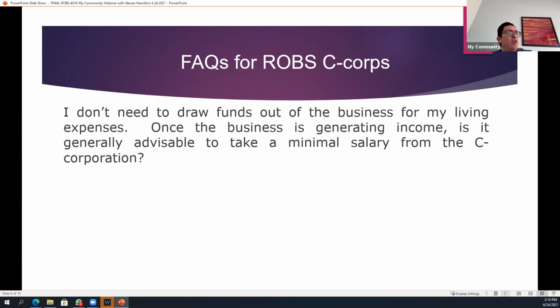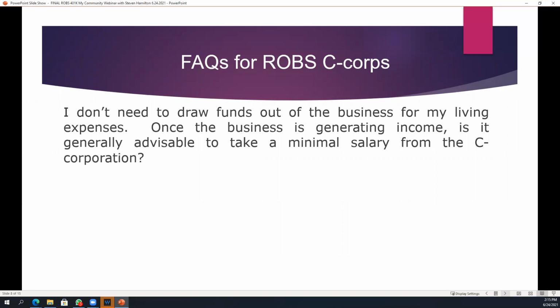Next question. I don't need to draw funds out of the business for my living expenses. Once the business is generating income, is it generally advisable to take a minimal salary from the C Corporation? I absolutely love that question. Great. The answer is yes and no.